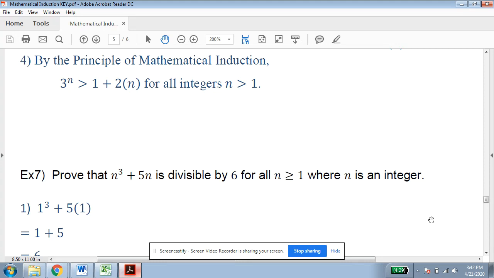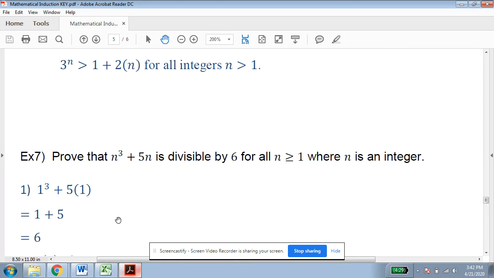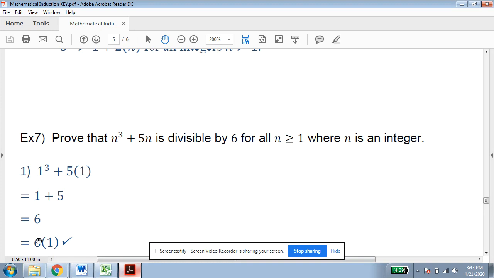All right, here we are on example 7. Here we want to prove that n cubed plus 5n is divisible by 6 for all integers where n is bigger than or equal to 1. The first step is always going to be to sub in that first case. So n is an integer bigger than or equal to 1, so it's 1. So I can sub in 1 there and 1 there. 1 cubed is 1, 5 times 1 is 5. 5 plus 1 is 6. You can factor 6 out of that and have a whole number left over. So it is divisible by 6.